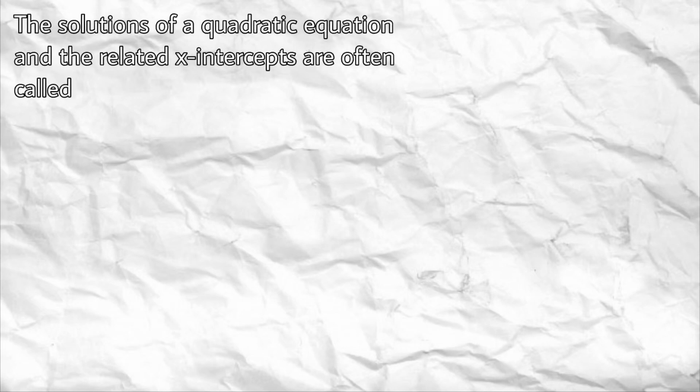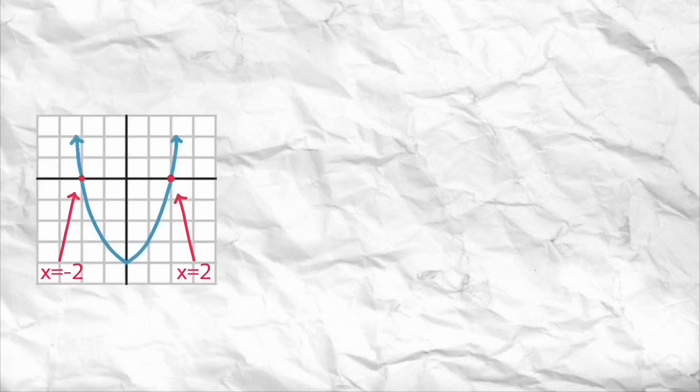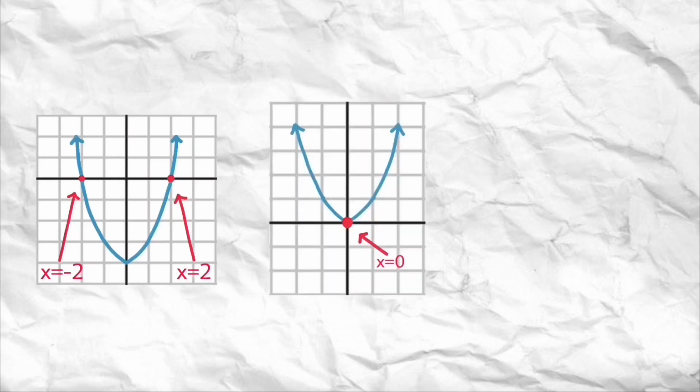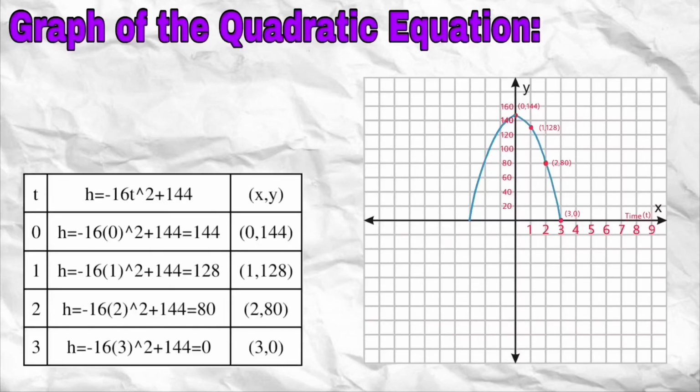The solutions of a quadratic equation and the related x-intercepts are often called roots of the equation. Normally, when there are two x-intercepts, there are two solutions, x equals negative 2 and x equals positive 2. When there is one x-intercept, x equals 0, and if there are no x-intercepts, there is no solution. In this case, we have two solutions since our graph has both intercepts of negative 3 and positive 3.